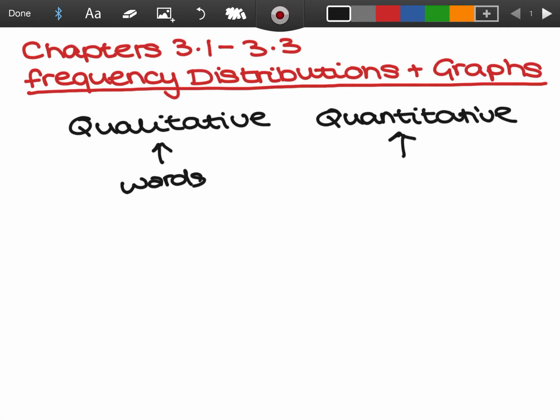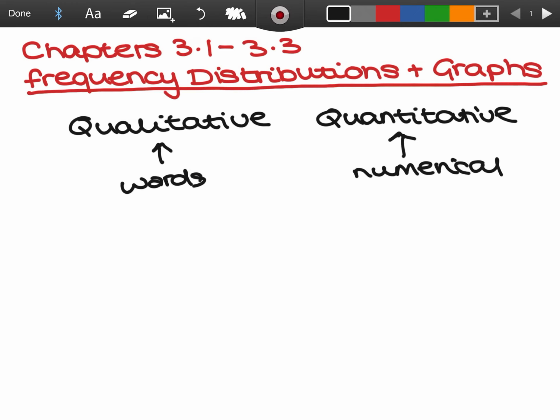Quantitative data, as you would imagine, is anything that's numerical. So any kind of numerical data that you have, someone's height, someone's weight, etc. So qualitative data uses words, quantitative data uses numbers.